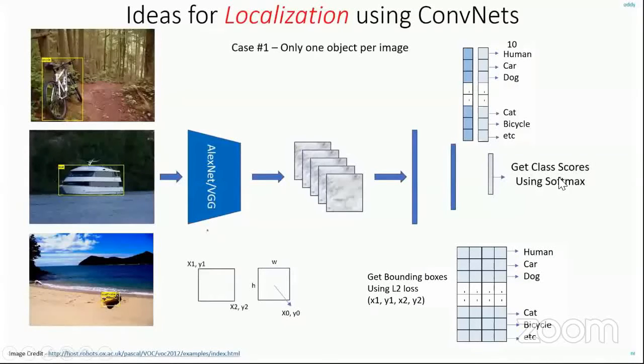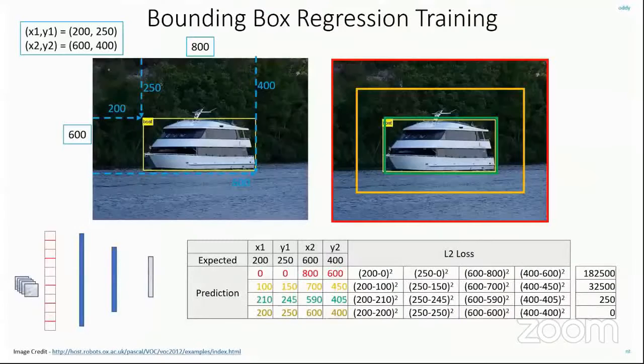Here we know about loss function, right? But what kind of loss will be here? So you can use L2 loss here. What will an L2 loss be? So let's take an example. Let's say we have an image and we have a boat over here. We have coordinates that this will be 200 on the x-axis, this will be 250, this will be 600, and this will be 400 for y2.